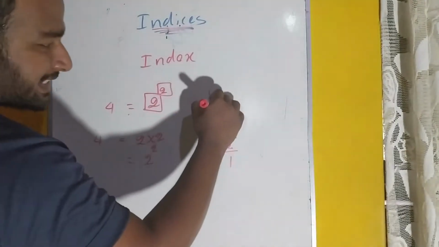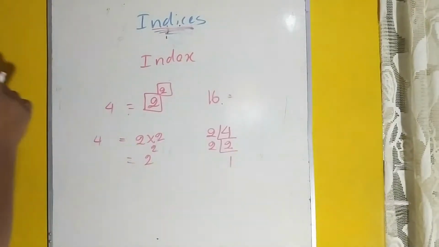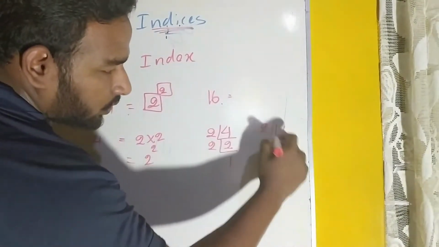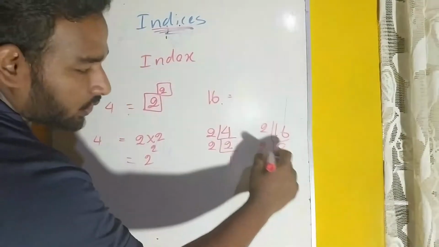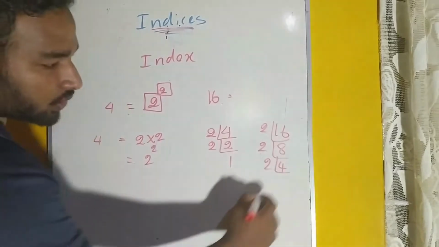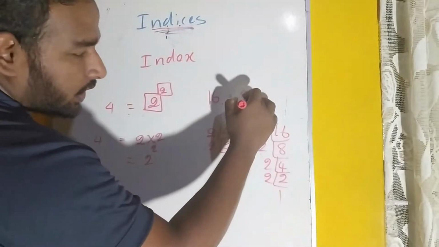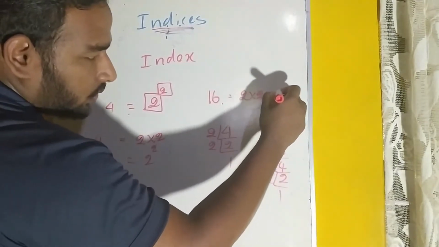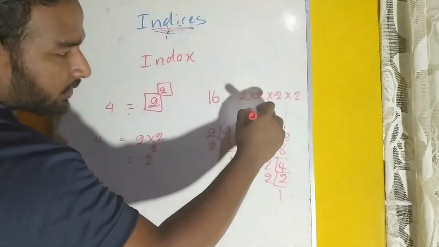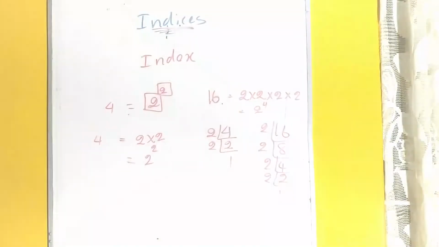If I take 16, if you divide by 2, you will get 8. Again divide by 2, you will get 4. Again divide by 2, you will get 2. Again divide by 2, you will get 1. So 16, how can I write? 2 into 2 into 2 into 2. That means 2 to the power 4.